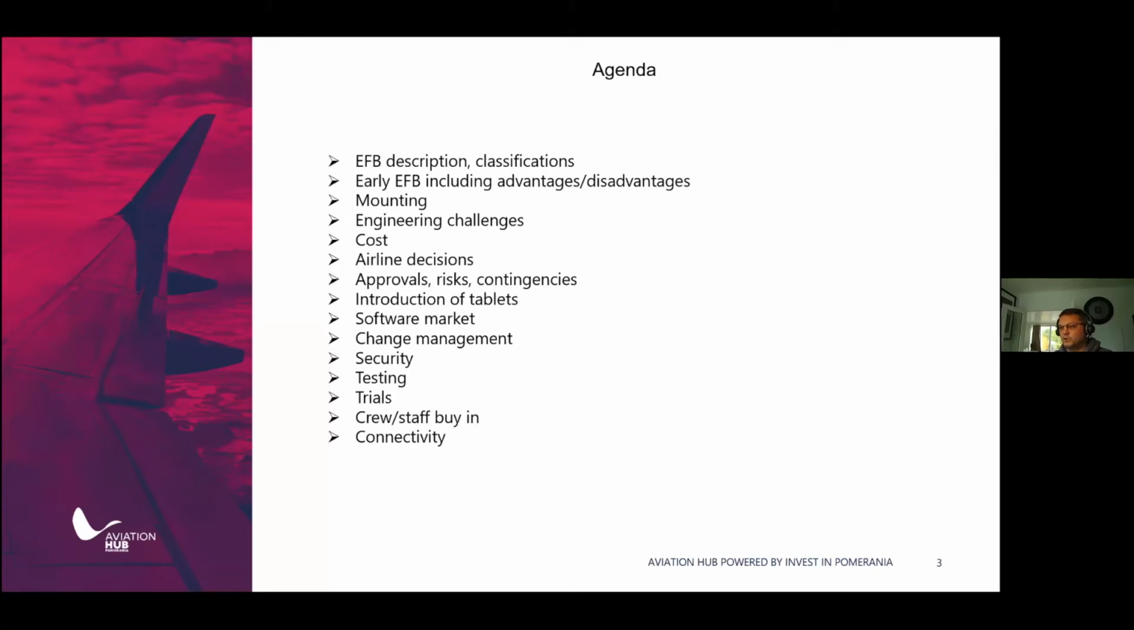I'll not go into a great level of detail there, because you've heard it and seen it. But we'll also talk about some of the advantages and disadvantages. We'll go then through some of the mounting and engineering challenges, and the different questions around the costs that airlines have to ask themselves when it comes to deciding on whether they want an EFB and what solution they would want as well. And therefore, what then goes on to the decision-making process, the approvals, the risks and the contingencies with our regulators and our governing bodies.